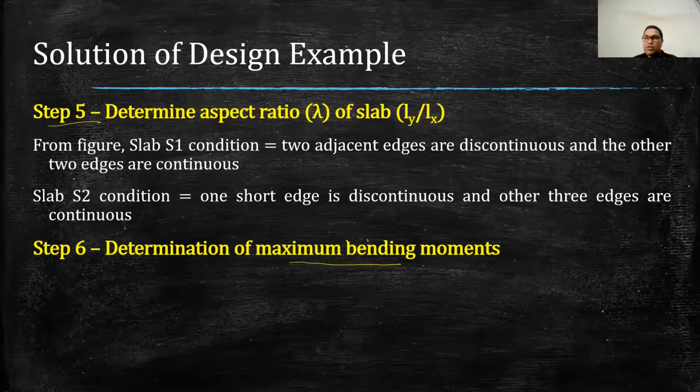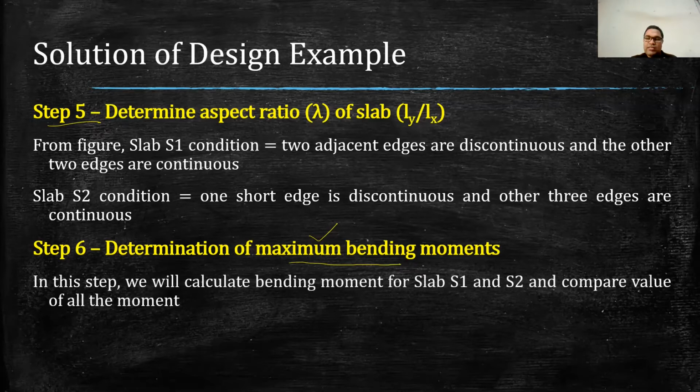That can be determined only when we are able to find the maximum bending moment that can occur in our structural plan. In the structural plan, there are basically two types of slab, and these two types of slab will generate different types of bending moment. We will consider all those types of bending moment, compare the values, and then determine the maximum bending moment.